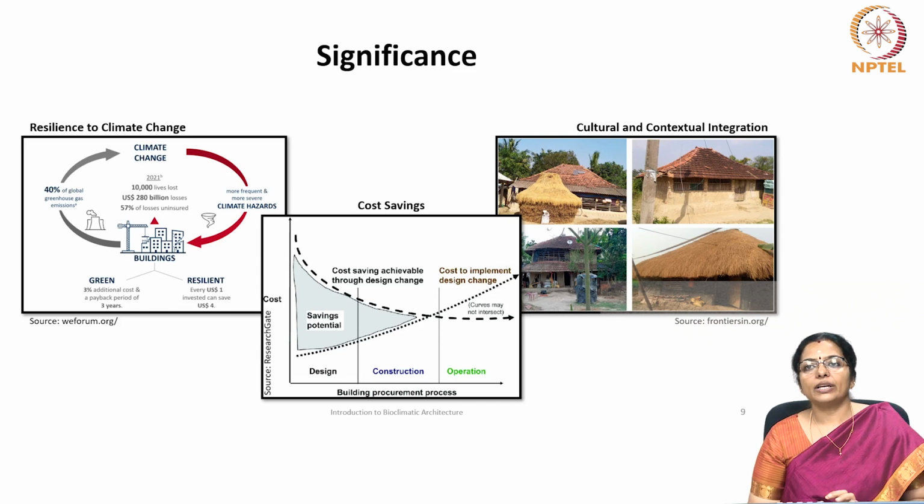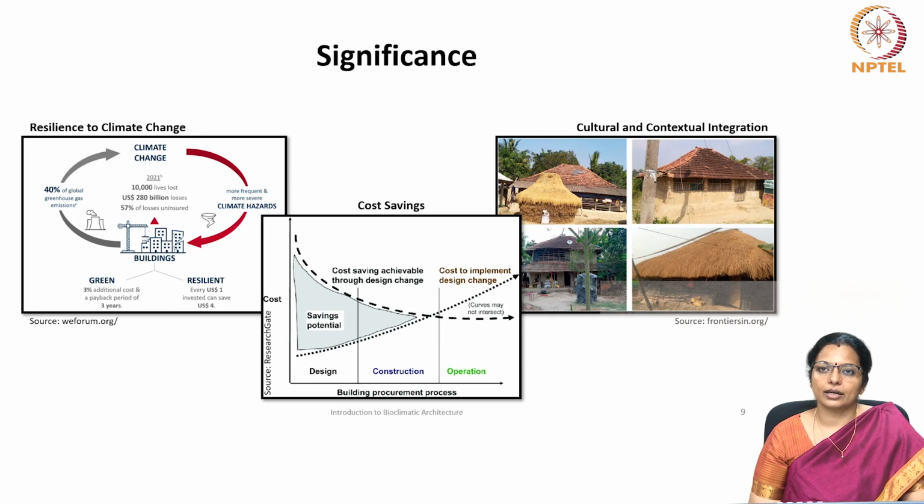Bioclimatic architecture often integrates local climate conditions, cultural traditions, and vernacular architecture principles. This results in buildings that are contextually appropriate, aesthetically pleasing, and harmonious with the surroundings, fostering a sense of place and identity. Overall, the significance of bioclimatic architecture lies in its ability to create a sustainable, comfortable, and resilient built environment that aligns with ecological, social, and economic goals.